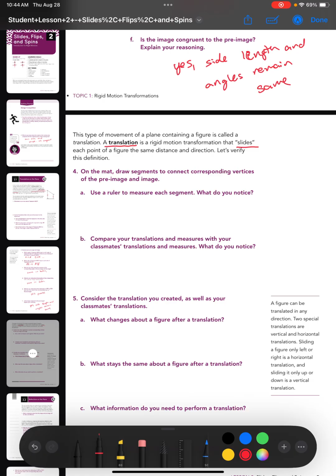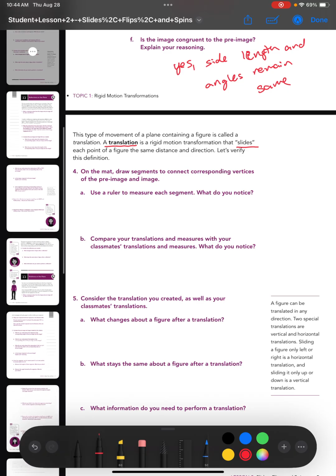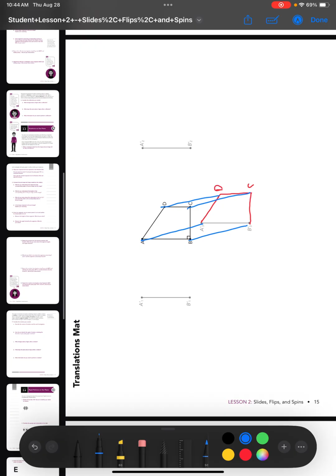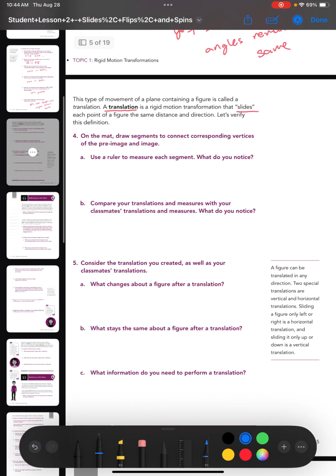So 4 says, on the mat, draw segments connecting corresponding vertices of the pre-image and the image. So again, I'm going to go back to where I drew that here. So from the pre-image to the image of all the vertices. Okay, and what you will notice once you measure those is that they're all remaining the same. That's the key here. Get back to our appropriate page. They're all the same. So all segments are the same.